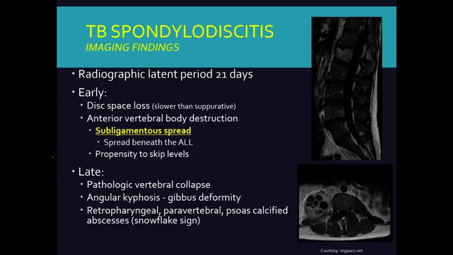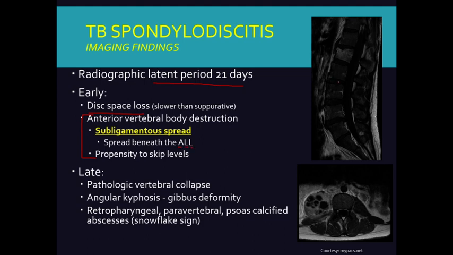Okay. Imaging of it, we still have that latent period that doesn't change based on the infectious organism. Early changes, we can see disc space loss. One of the more specific things for TB spondylodiscitis, though, is anterior vertebral body destruction with subligamentous spread. And you can see this is a different color. It's bolded, it's underlined. This may or may not be a question on one of your exams, where it's spread beneath the anterior longitudinal ligament.